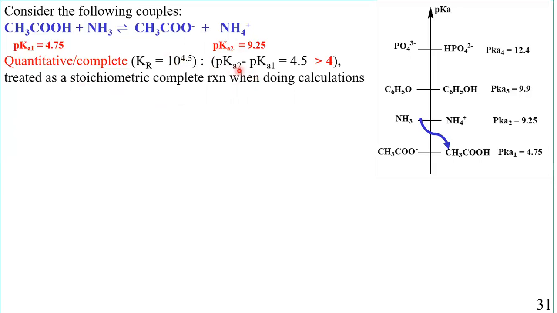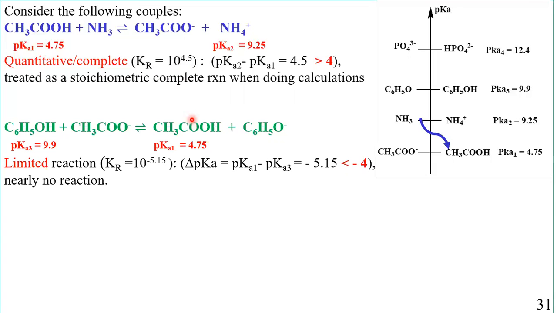So in this case, it will be pKa2 minus pKa1, which is 9.25 minus 4.75, which is 4.5. Look at this change in pKa. It's greater than 4. And that means, indeed, my reaction is quantitative and thus treated as complete in doing calculations. My KR is 10 to the 4.5, greater than 10 to the 4, which is the idea of being complete, quantitative, treated as complete in reactions.